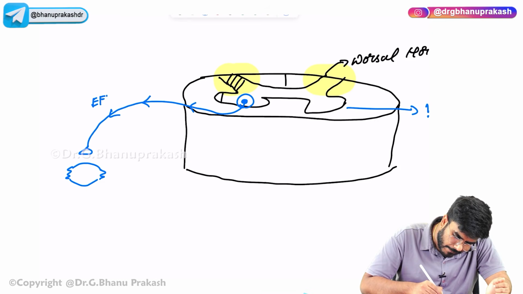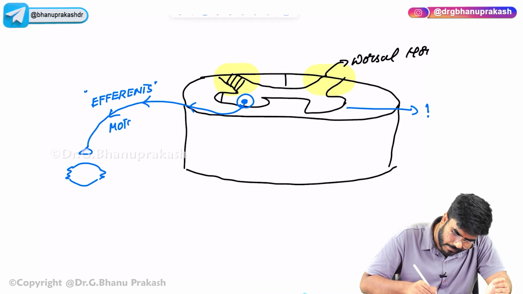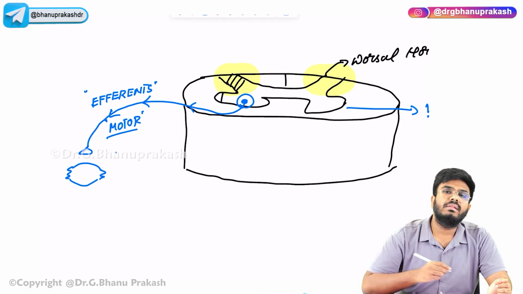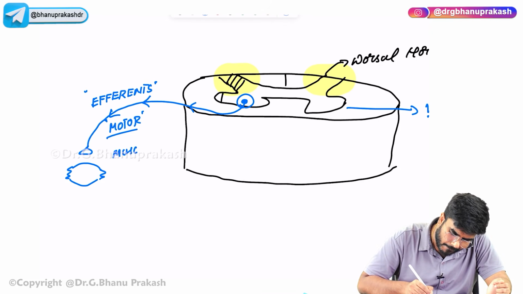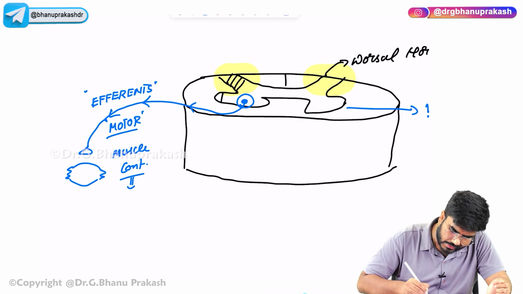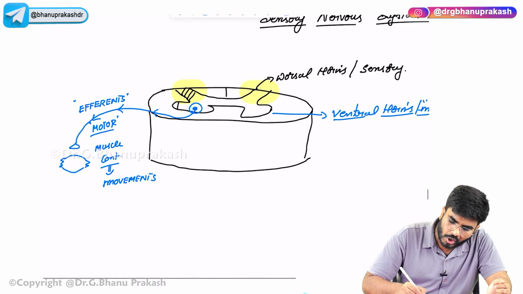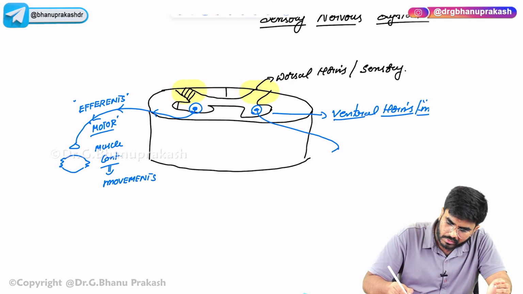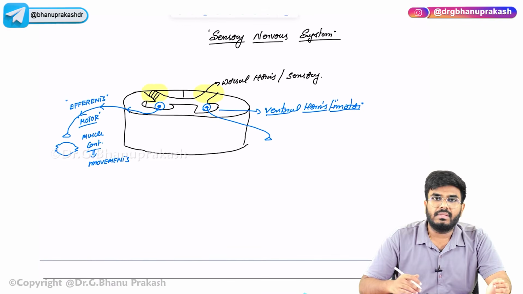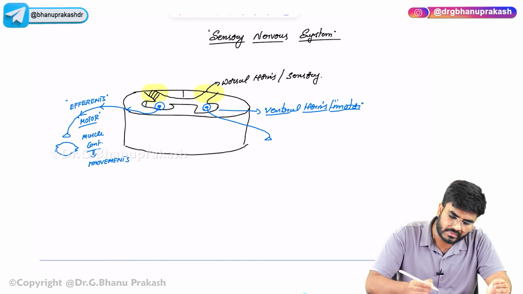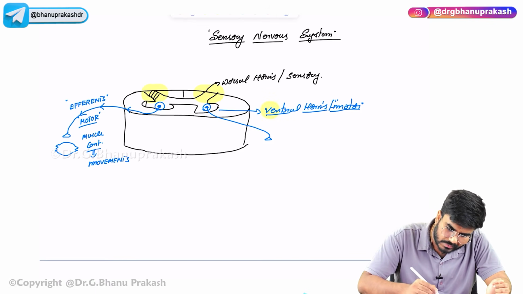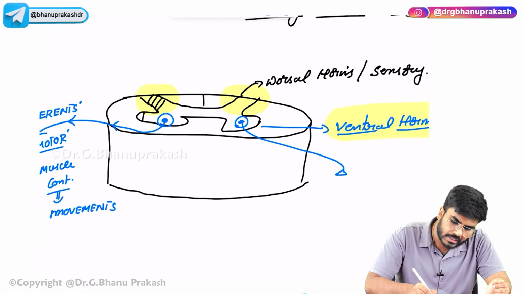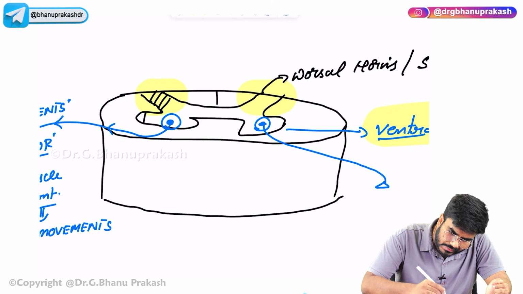These are nothing but the motor neurons, which cause muscle contraction. Whenever the muscle is contracted, that will cause movements. So tell me, from these anterior horns, which neurons are coming out? Motor neurons are coming out. That's why the ventral horns are called motor horns.